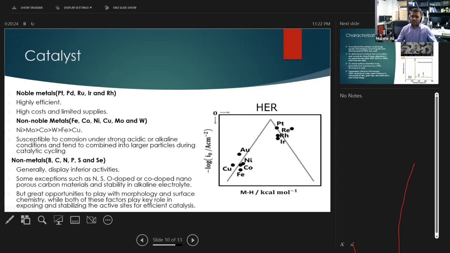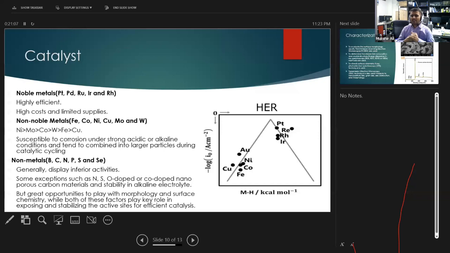But this group also faces some problems. If we are using non-noble metals like iron, cobalt, nickel, and copper, they are not stable. During water electrolysis they corrode, and they cannot be used in the strong acidic or alkaline media, which are necessary for good efficiency of the water electrolysis.